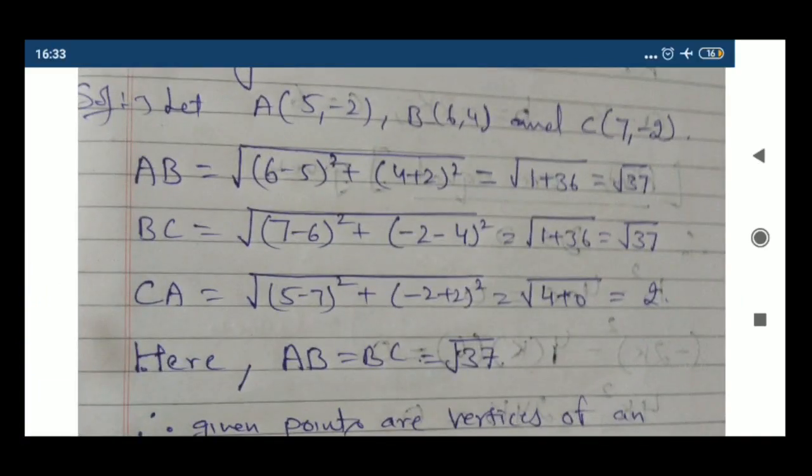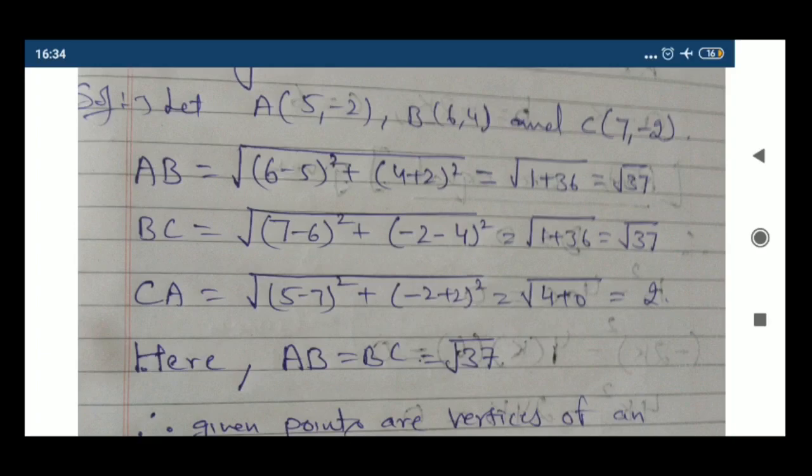Let us suppose the coordinates of A are 5 and minus 2, the coordinates of B are 6, 4, and the coordinates of C are 7, minus 2. So here you will find the length of AB, BC and CA, and we will use the distance formula again. We know that the distance formula is the square root of x2 minus x1 whole square plus y2 minus y1 whole square. You will put the values of the coordinates of A and B, and then the distance of AB is equal to under root 17.